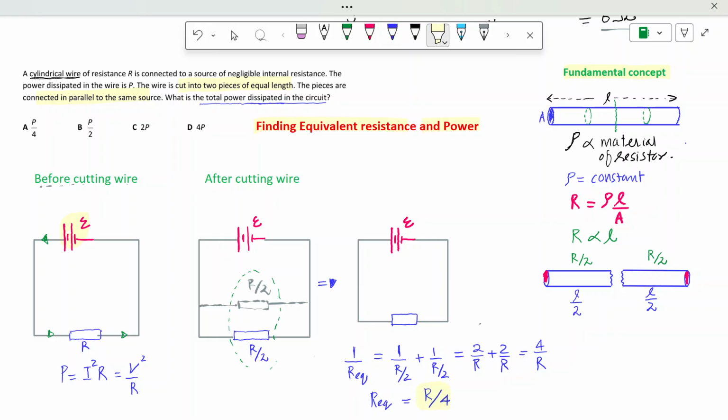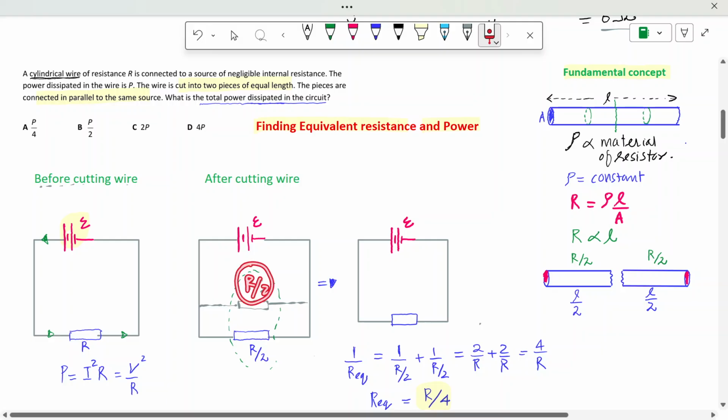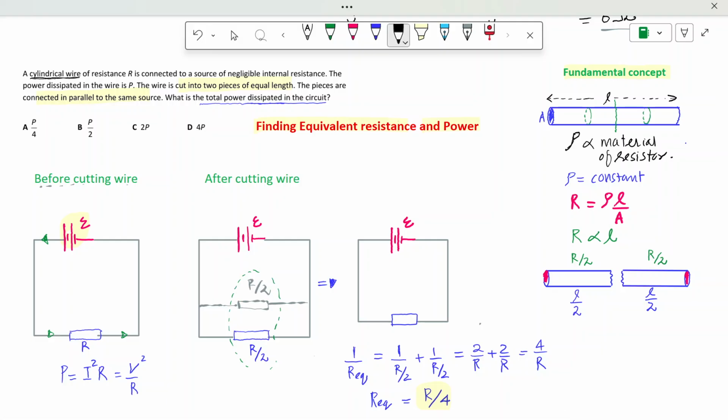If the two resistances are identical and they are connected in parallel, just like you see here, you can just halve one resistance. Since it's R over 2, you can make it half, that is R over 4. It is 100% right. So this is R over 4.